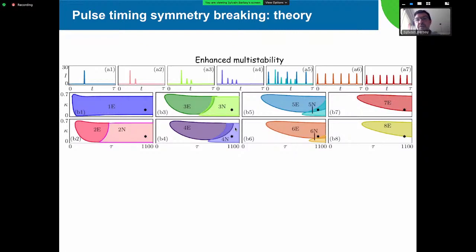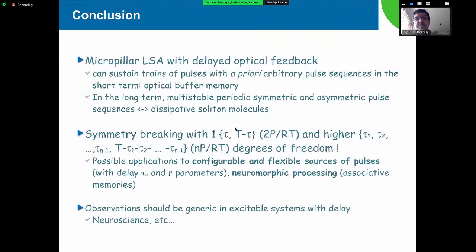Okay, so my conclusion: a micropillar laser with saturable absorber and delayed optical feedback can act as an optical buffer memory when you act only in the short term. In the long term, you converge to a multi-stable spiking sequence, and you can switch between them with appropriate perturbations. In the slow saturable absorber regime, you have this temporal symmetry breaking regime, which is very interesting because also you can have symmetry breaking not only with 1 degree of freedom, but with multiple degrees of freedom. So there are not so many physical systems where you can study this kind of dynamics.